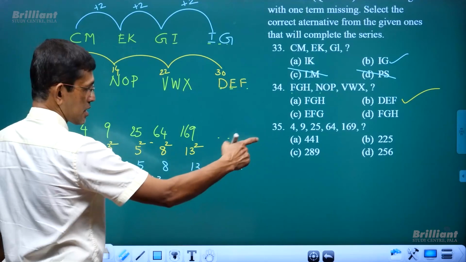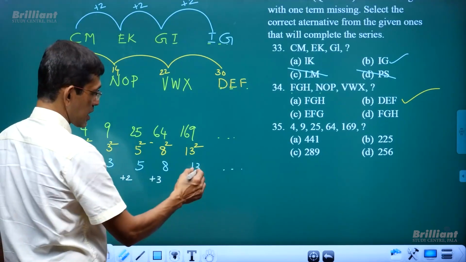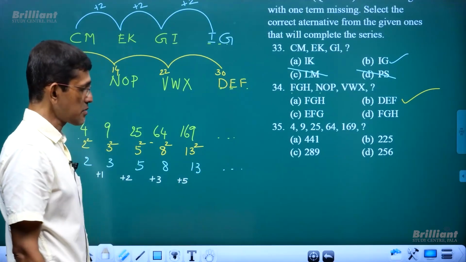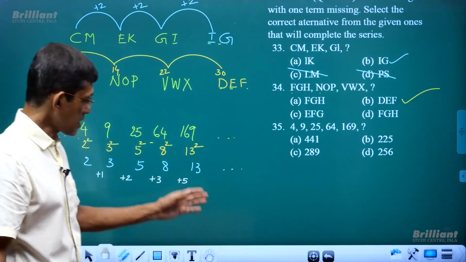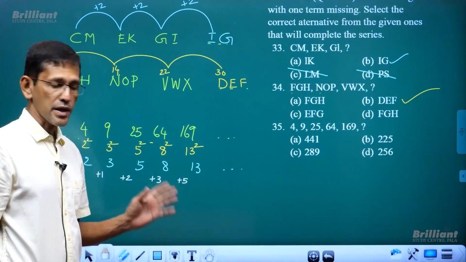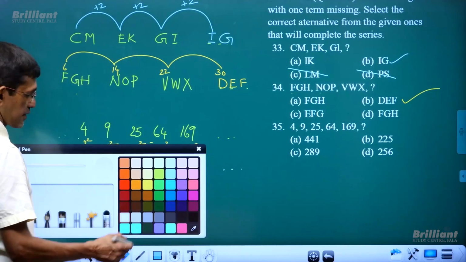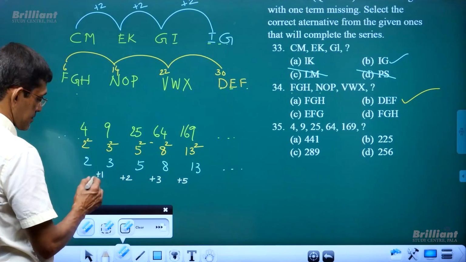19 square, how much is that? 361. We don't have that answer. Or 13 plus 7. 13 plus 7, how much is that? 20. 20 square is what? 400. We don't have that answer. Anyway, 6 and 7, it doesn't give us any pattern at all. All right. So if that doesn't work, we look at another possibility.